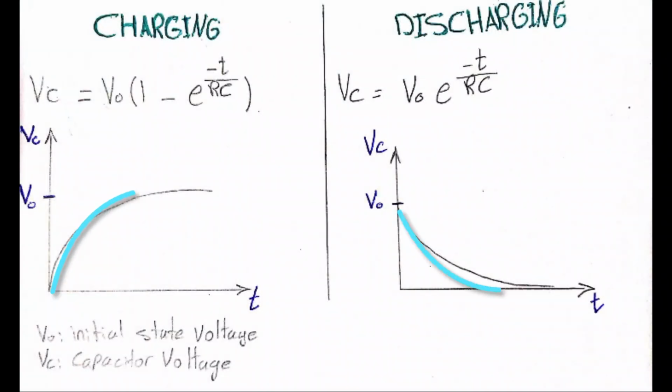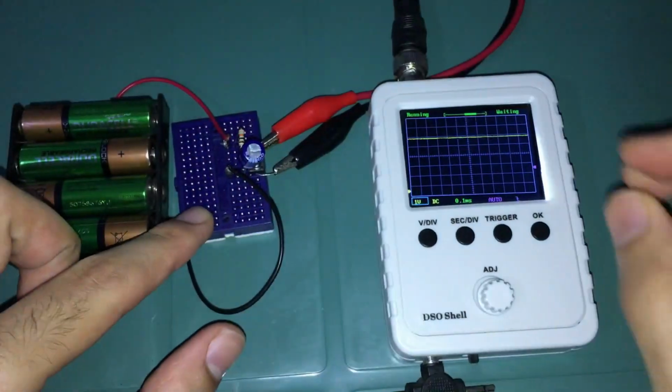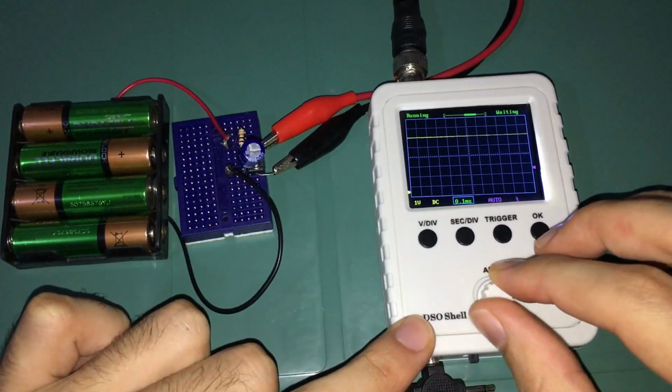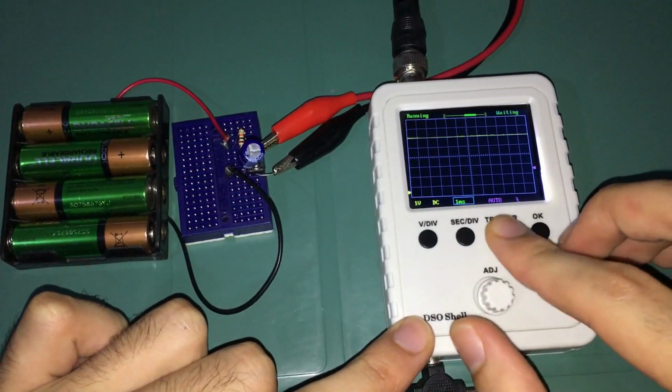What the capacitor actually does is that it slows down the voltage level transition speed, since the voltage doesn't go to zero instantaneously across the capacitor. Now, let's connect the capacitor parallel to the push button and observe the oscilloscope screen.